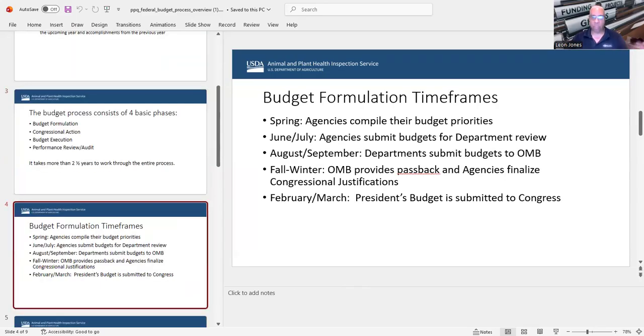Now, you have your budget formulation timelines. In the spring, that's when agencies compile their budget priorities. June and July, agencies submit budgets for department review. August, September, departments submit budgets to the OMB. Fall and winter, OMB provides passback and agencies finalize congressional justifications. And then February and March, the president's budget is submitted to Congress.